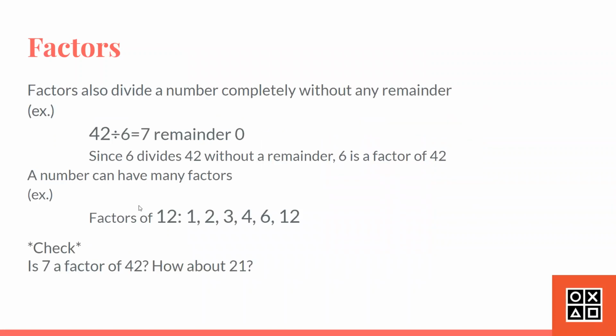Factors also divide a number completely without any remainder. For example, 42 divided by 6 is equal to 7, and it has no remainder. So therefore, 6 and 7 are both factors of 42.